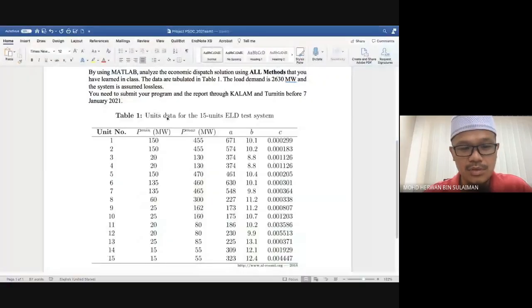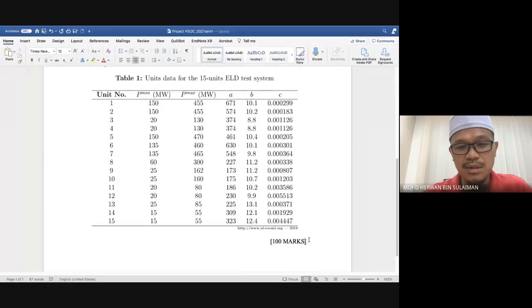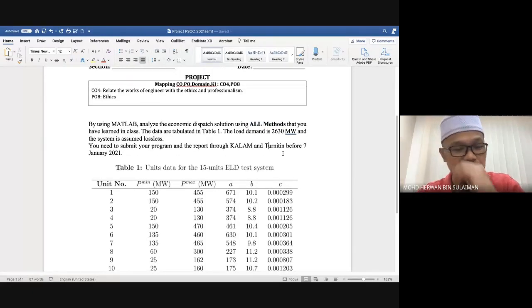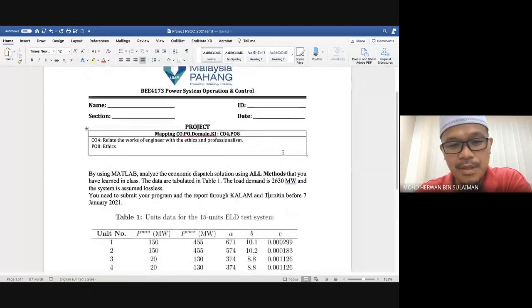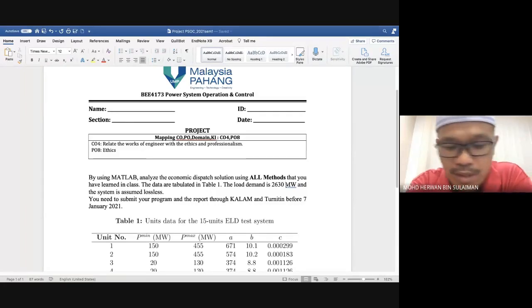Mana tadi? So ada 15 generator. So you have minimum power, maximum power. You have A, B, C. This one is alpha, beta, gamma lah. Okay, so the program is 100 marks. And then you need to do all methods. Sebelum ni saya suruh pilih 2 method, but this semester you need to do all methods. 15 generators. And then you do discussion. The load is 2630 and then you can compare with my papers. You can compare with other papers.